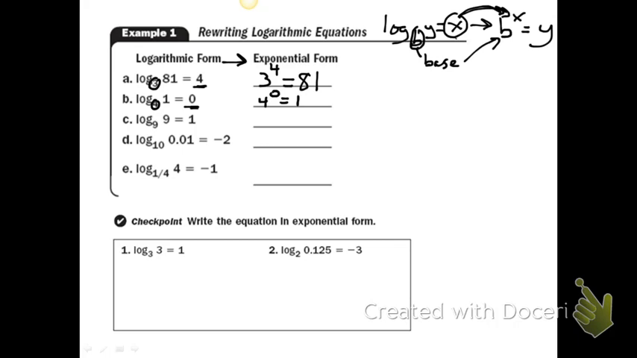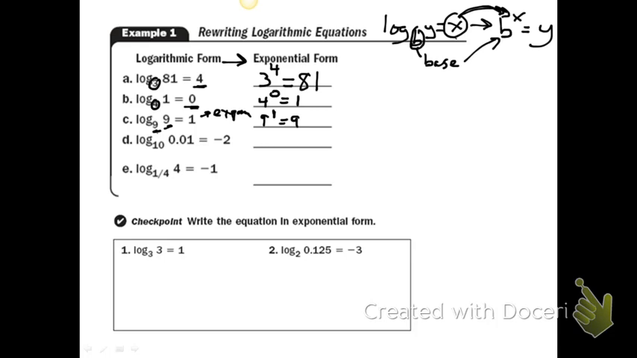I have log base 9 of 9 equals 1. Another way of thinking about it is the log of this number is equal to the exponent. This is always going to be my exponent that this base is being raised to. So once again, the base is 9, my exponent's 1, and that equals 9. 9 to the first is 9.